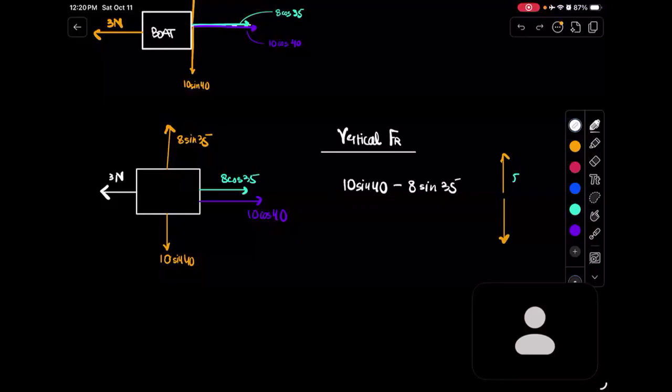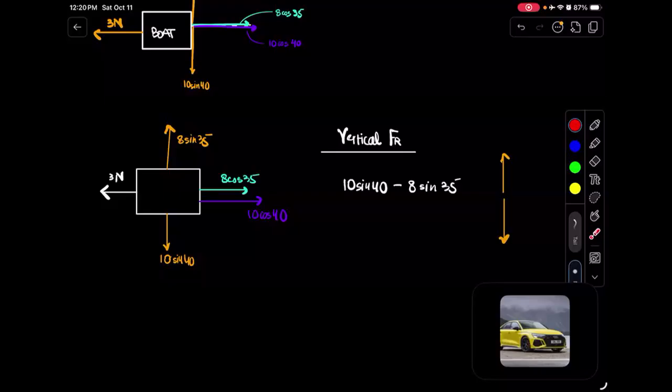Sir, won't 10 be negative though? Because that one's going downwards, right? That's fine. You can choose whatever you like. You just have to make sure there's no problem with taking it.